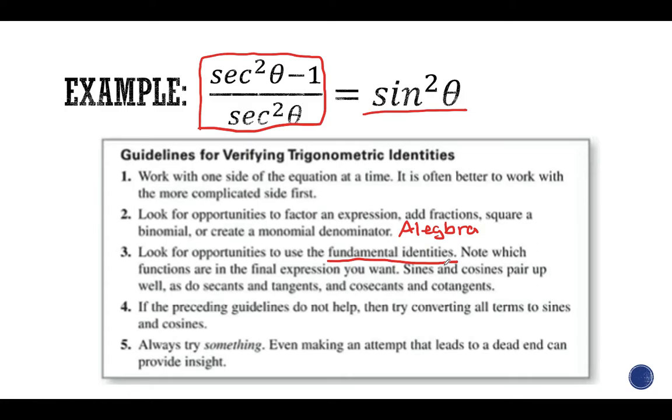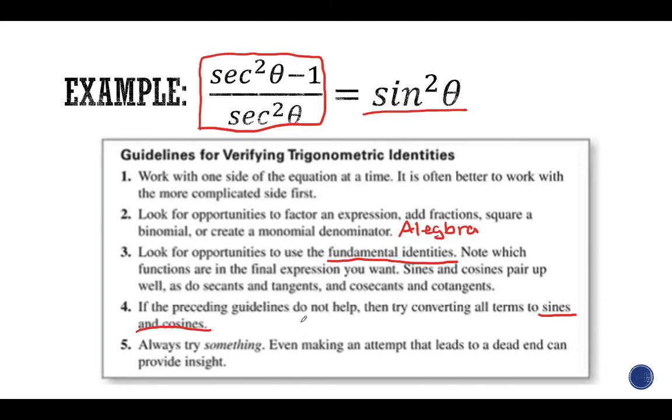All right, now guideline number 4 says if the preceding guidelines do not help, then try converting all terms to sine and cosine. All right, I mentioned this yesterday in one of the simplifying problems, but sine and cosine are our most versatile pieces of the identities that we have to work with, right? We mentioned yesterday that 6 of the 8 identities involve sine or cosine in some way. And so again, if you get stuck, just say, hey, I'm going to change everything to sine and cosine. And usually that then opens the door for some of these algebra steps, right? Sometimes we can cancel things, or we might say, oh, now there's some fractions I can add, right? Those are things that we want to keep in mind, all right?